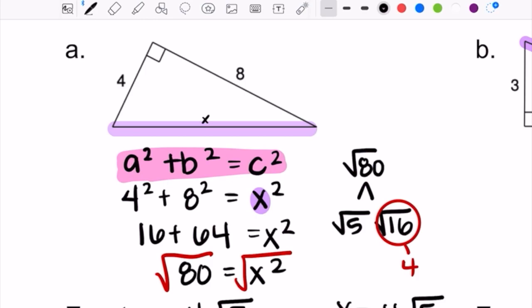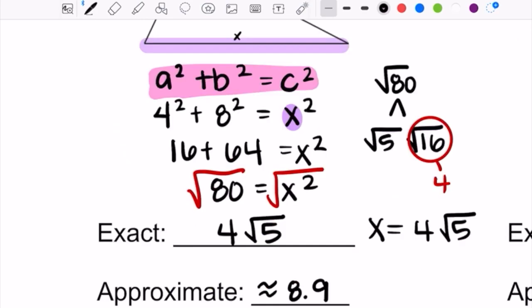So we want to remember what we learned about yesterday. 80 is equal to 5 times 16. 16 is a perfect square, so I can take it out from underneath the square root. And my exact answer to this question is 4 square root 5.